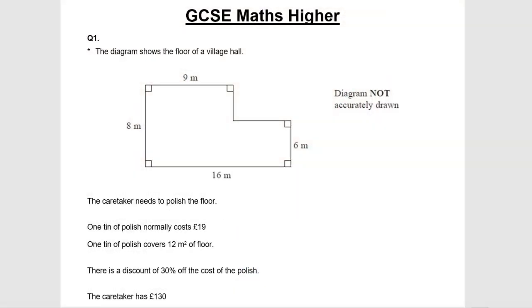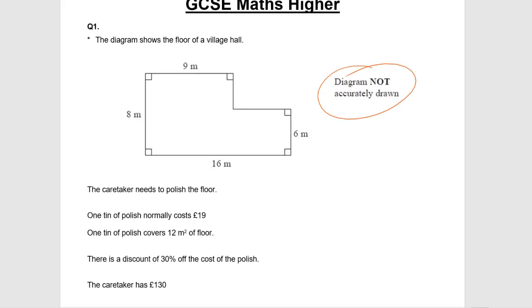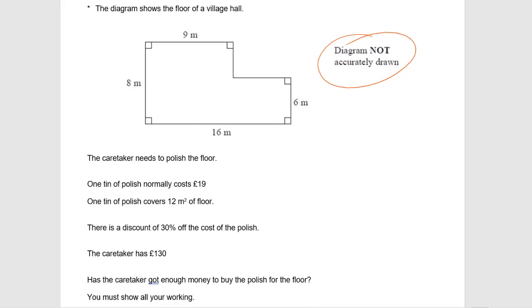Question number 1. The diagram shows the floor of a village hall, and of course the diagram is not accurately drawn, so do not attempt to measure it with a ruler and then find the area. The caretaker needs to polish the floor. 1 tin of polish normally costs £19. 1 tin of polish covers 12 meters square of floor. There is a discount of 30% of the cost of the polish. The caretaker has £130. And the actual question is asking, has the caretaker got enough money to buy the polish for the floor? You must show all your working.